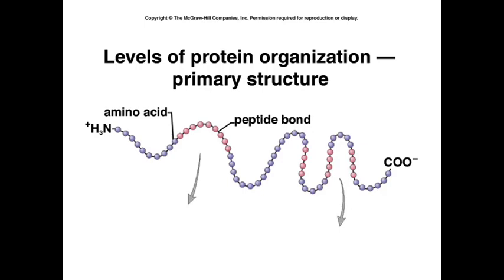Here we see the primary structure of a protein. Each one of the little ball-shaped objects represents an amino acid, and the little lines that connect them are the peptide bonds. Again, remember that the primary structure is determined by DNA.